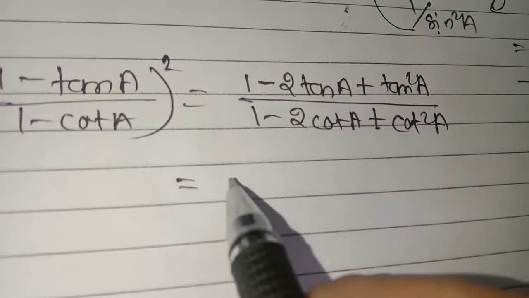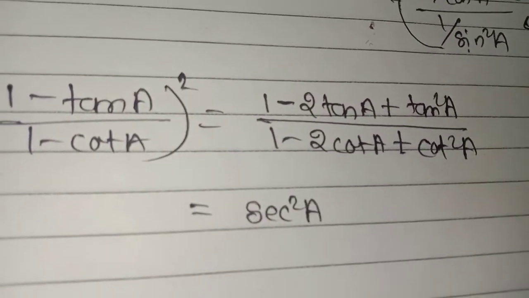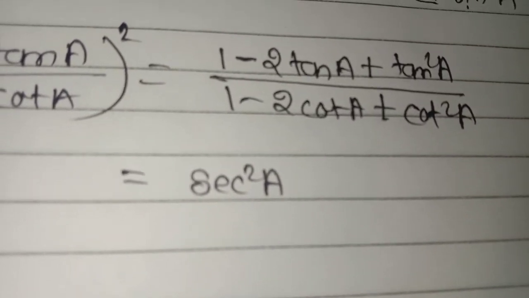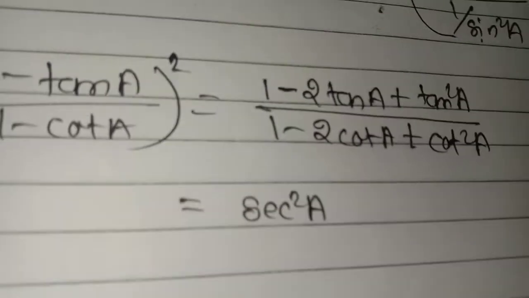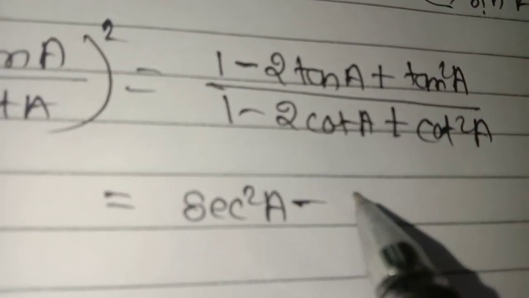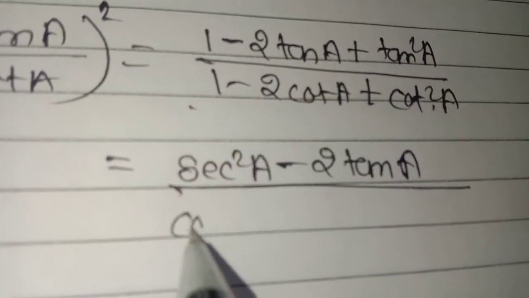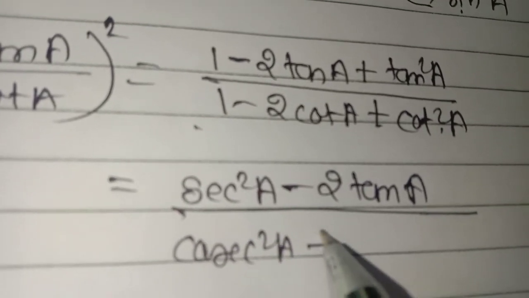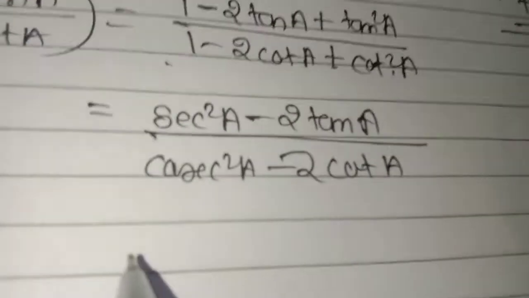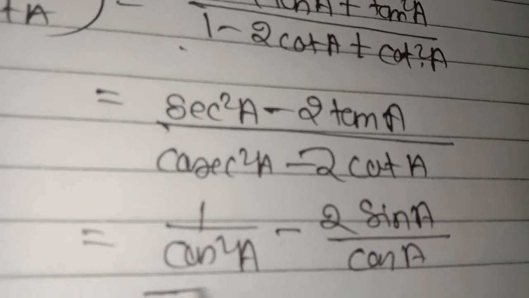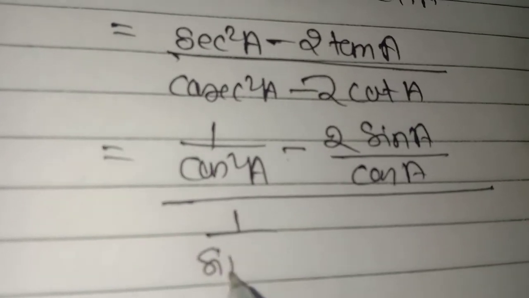Now 1 plus tan square is what? Sec square A. It is simply 1 plus tan square A, we know the identity. So it is sec square A minus 2 tan A. And here 1 plus cot square is what? Cosec square A minus 2 cot A. Now sec square A can be written as 1 upon cos square A, and here it is 2 sin A cos A. Same way in the denominator, cosec square is 1 upon sin square A minus 2 sin A cos A.